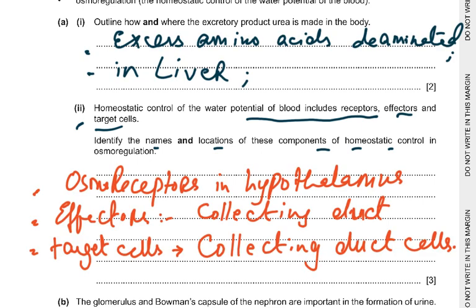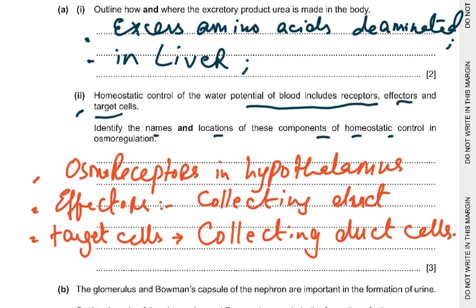So wording it is the main thing. You might know the topic, but you don't know how to word your answer. Well, there you are then. So excess amino acids deaminated where? In the liver. Osmoreceptors in the hypothalamus, effectors in the collecting duct, and target cells are the collecting duct cells, where of course the aquaporins go and get attached to the side of the lumen, and the water molecules are then absorbed and pass into the blood to then maintain the concentration of the blood plasma.